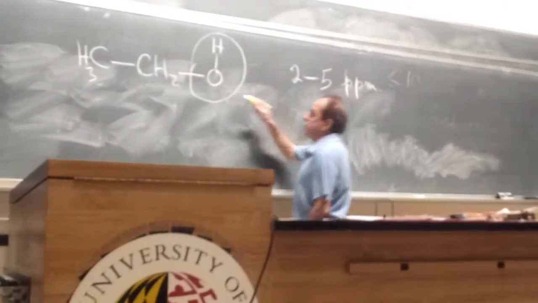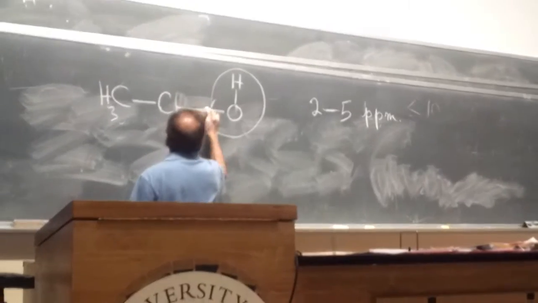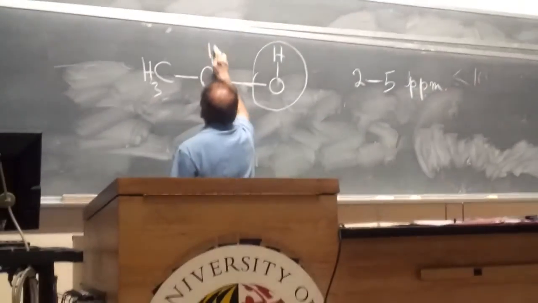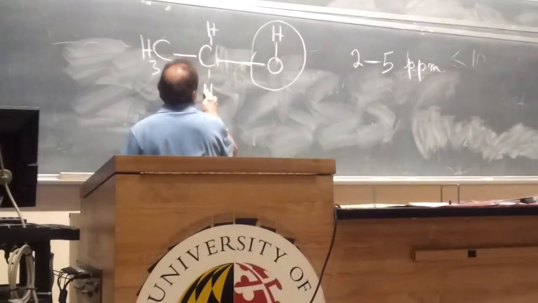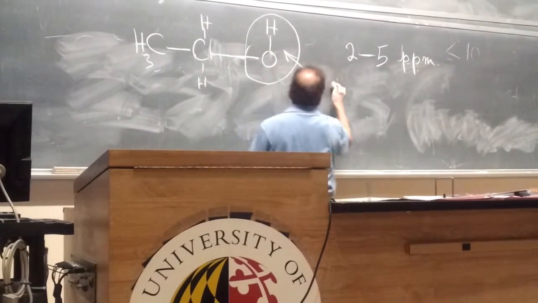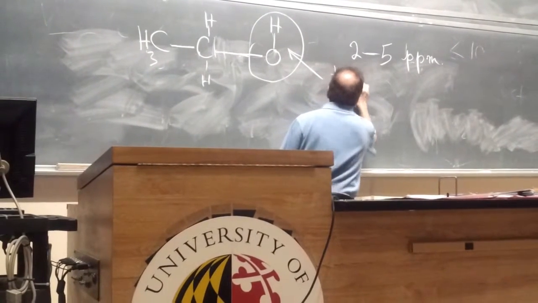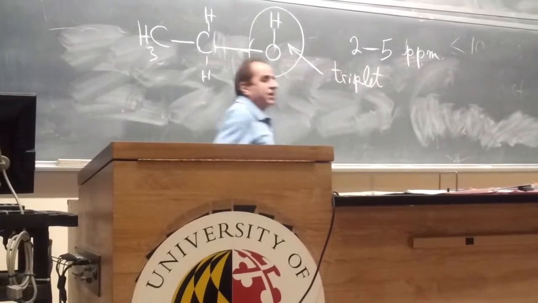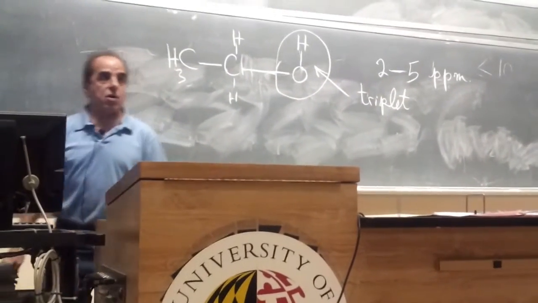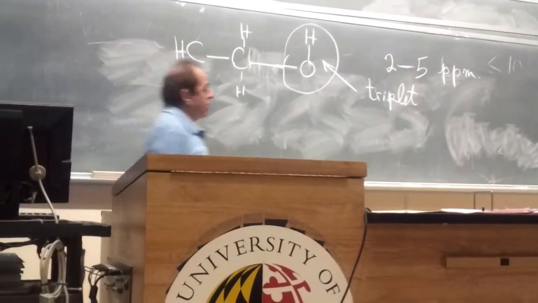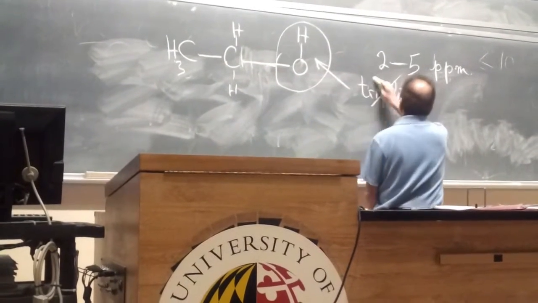You would expect a 3-bond coupling with this CH2, and you would expect this to show as a triplet. But almost every single time you take the NMR of an alcohol, you actually see a singlet.